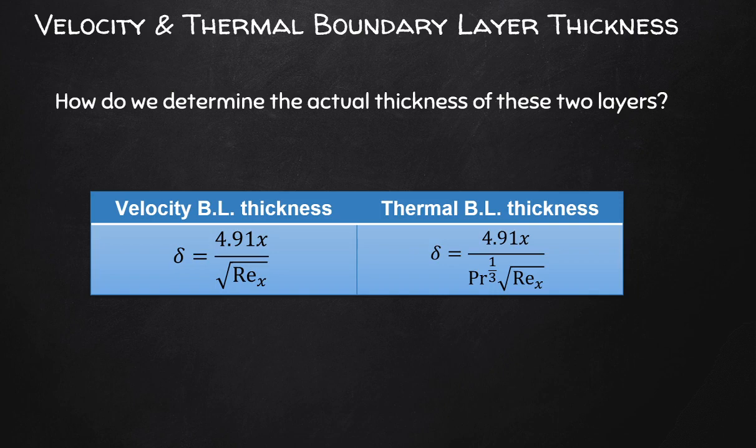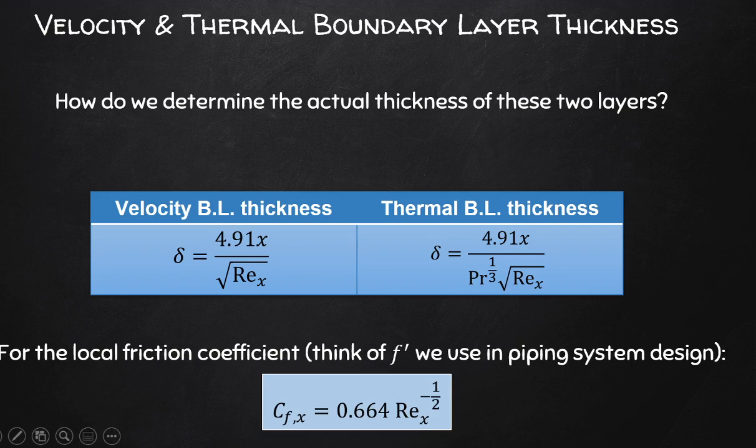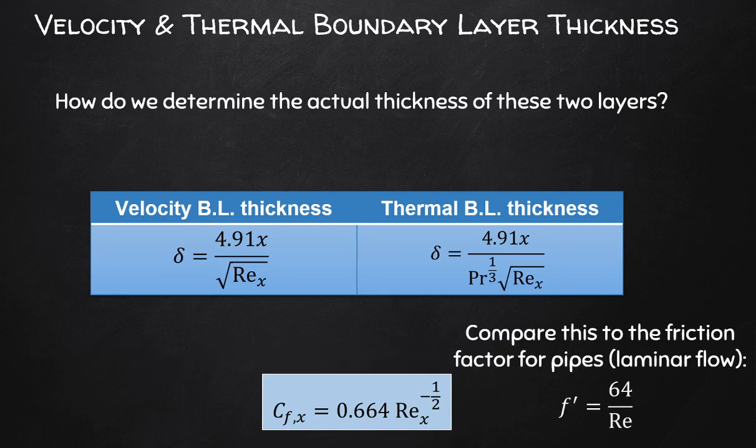In the case of flat plates, we also define a local friction factor, F prime or C_fx, a local friction factor coefficient, by the following equation. So C_fx or F prime is equal to 0.664 divided by the square root of the Reynolds number. Now compare this result to the friction factor that we typically use in piping system design.